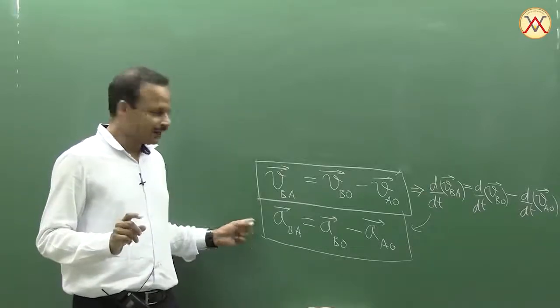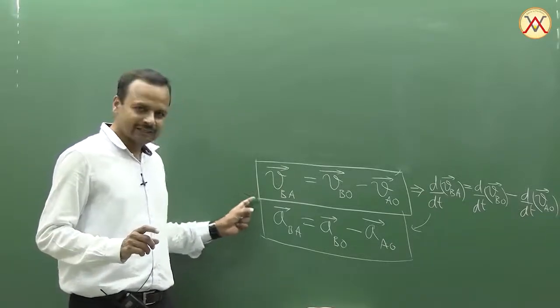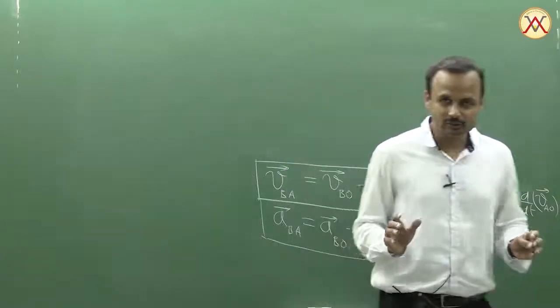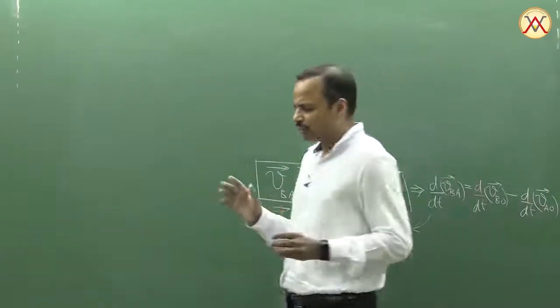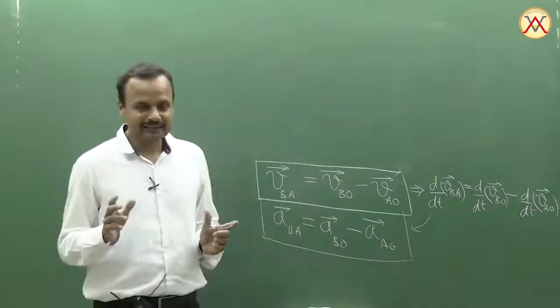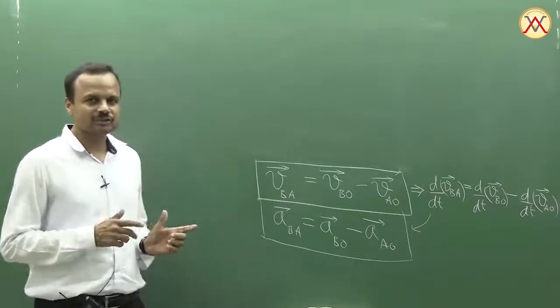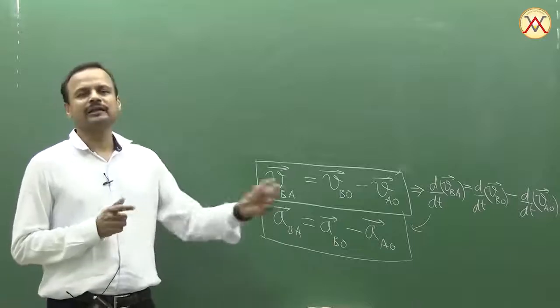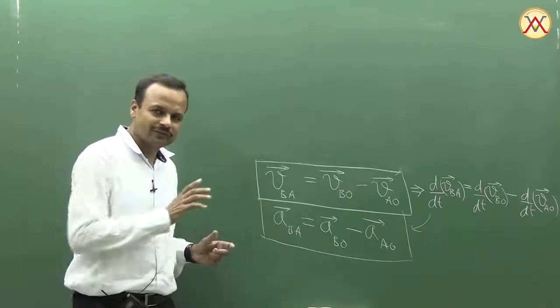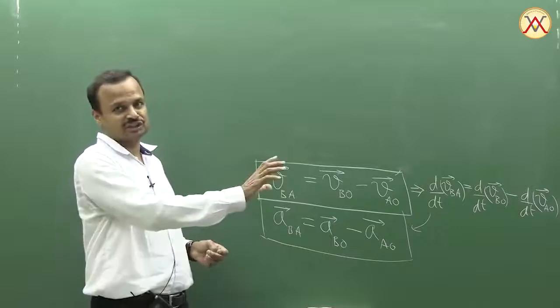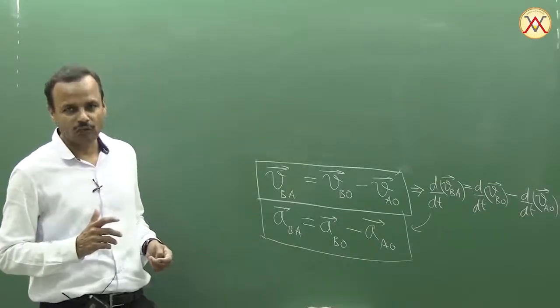A word of caution here: we have derived these relations for two different observers, or two different frames of reference, and these frames are just moving one relative to the other. One frame of reference is moving with respect to the other. It is moving translationally. No rotation is involved.